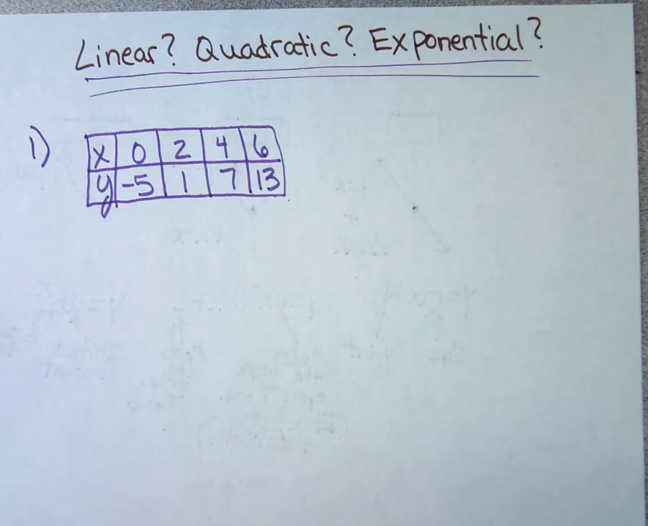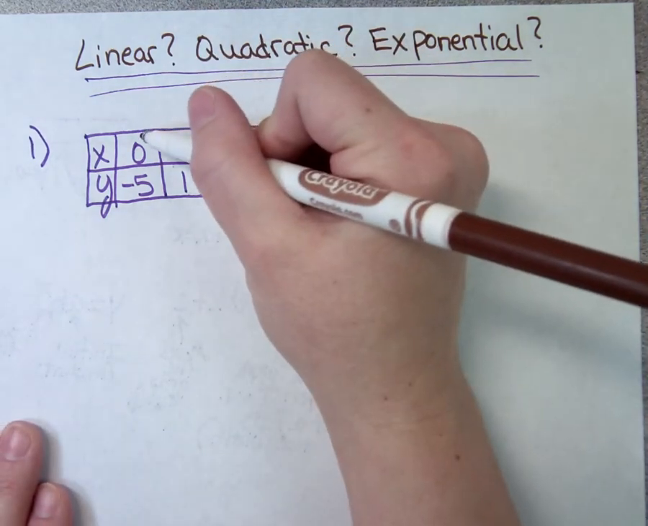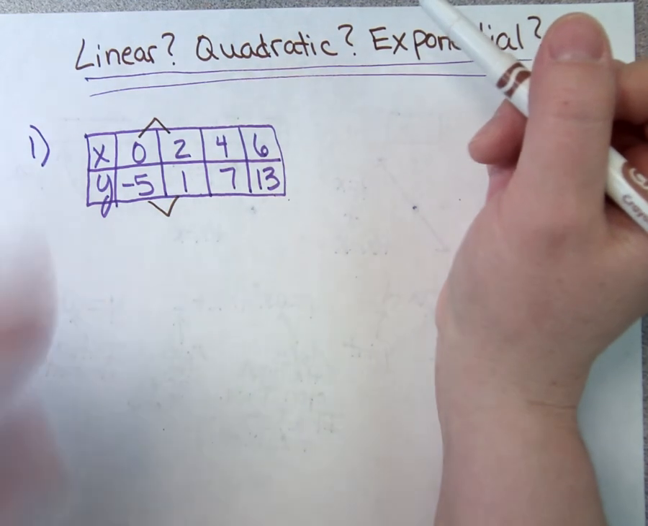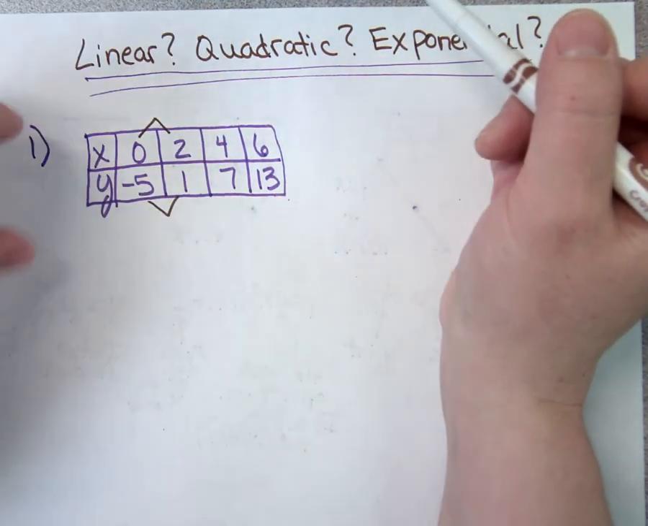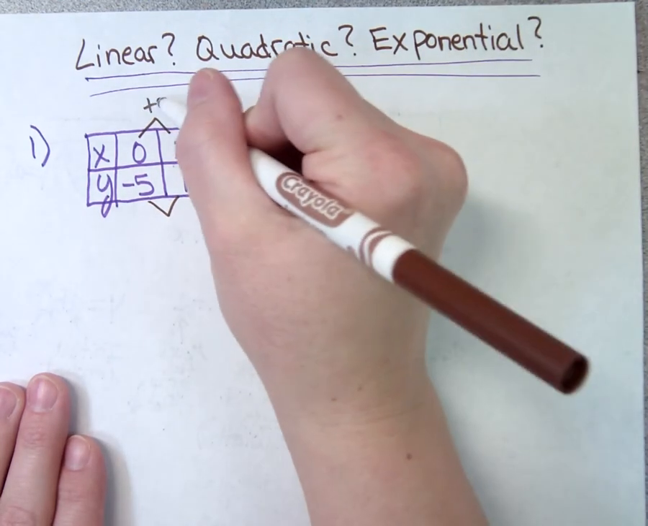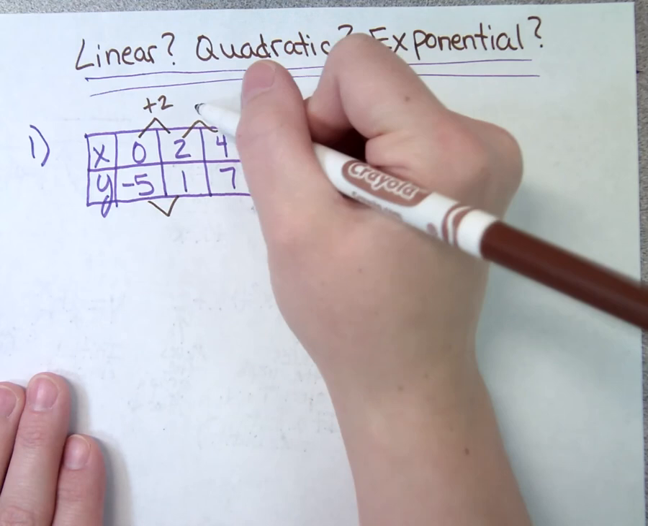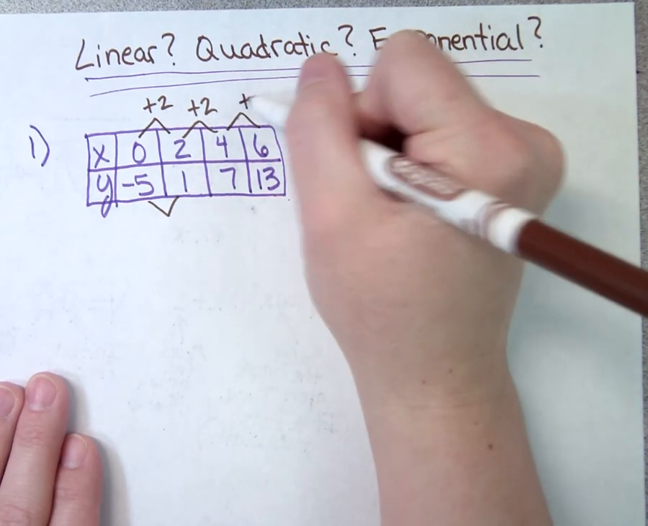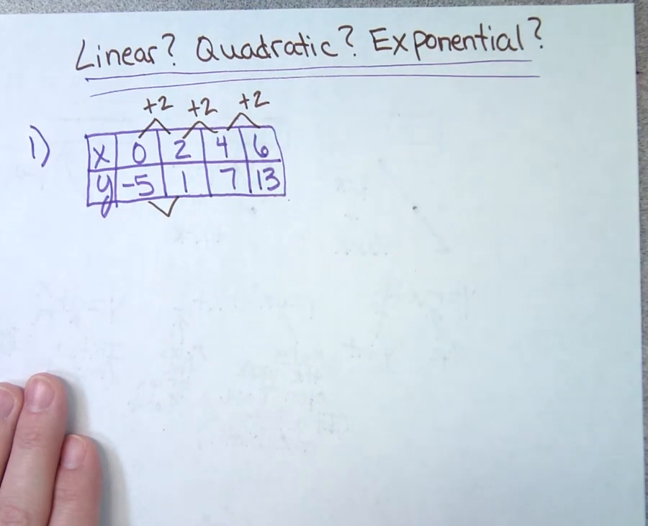Okay, so I want to figure out if this table represents a linear function, a quadratic function, an exponential function, or none of those choices. So this is when we go through and we find the change in our x's and the change in our y's. And we've done this before. It's just a lot of times our table is vertical instead of horizontal. So how do you get from 0 to 2? You go up 2. How do you get from 2 to 4? You go up 2. How do you get from 4 to 6? You go up 2.